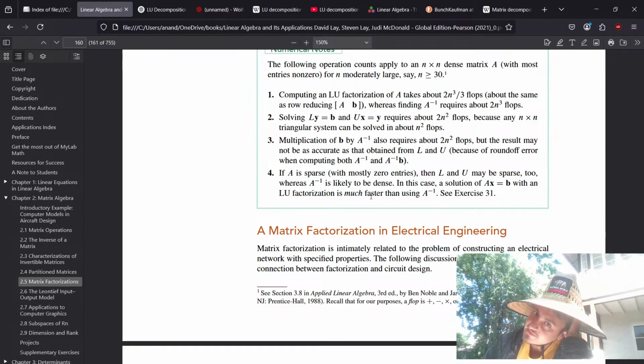if A is sparse, then LU may be sparse too, whereas A inverse is likely to be dense. Oh, that's interesting. I like that note. That's cool. If A is sparse, then A inverse is usually not sparse, but LU is. Okay, that's cool.